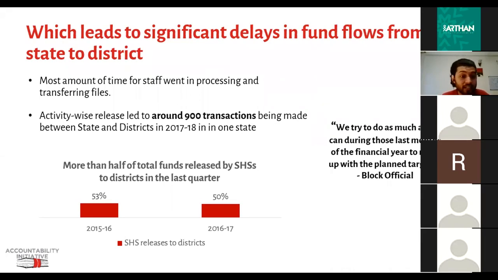So we see that state health societies receive 50% of their funds in the last quarter in these two financial years, and then they have only 3 months to spend half the total funds. So it's really challenging, and then they're just running around trying to do it, as this quote on the screen also tells you, that they just try to meet these targets, but often things do get missed out.